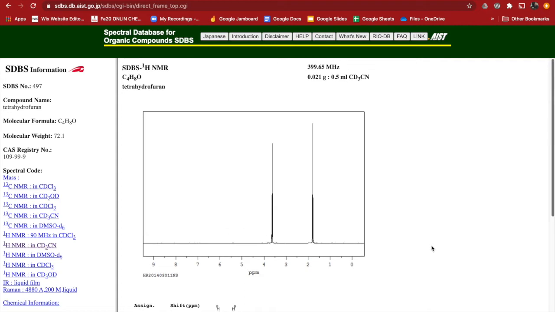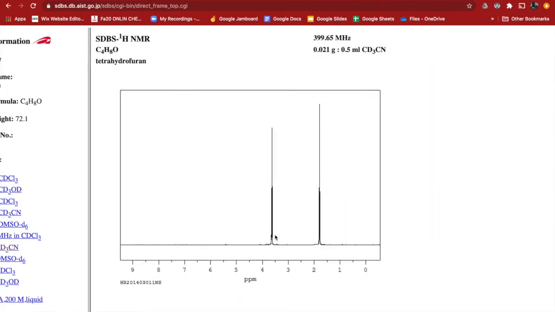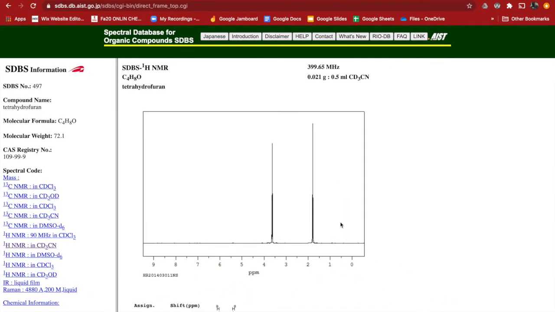This one was done with a 400 megahertz NMR. So you see how the peaks are a lot tighter? And I bet if we had the ability, I wish we did, but we don't, to zoom in on the peaks, we'd be able to see that they were triplets. So yeah, unlucky for us.